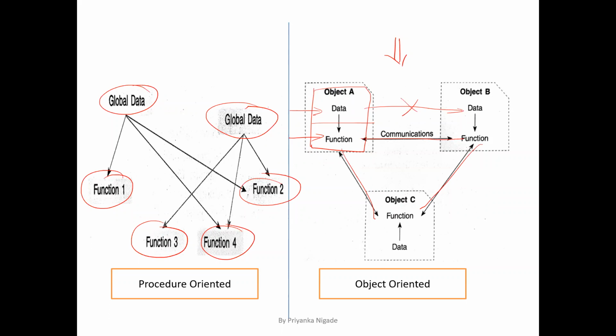Okay. Object is any real-time entity that we can feel, that we can touch, that we can observe, and which has its state, which has its behavior. This is called object. Okay, so point is clear. What is procedural and what is object oriented? Now let's understand one more famous interview question.